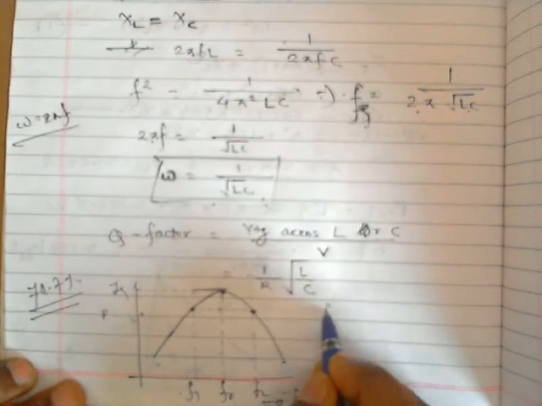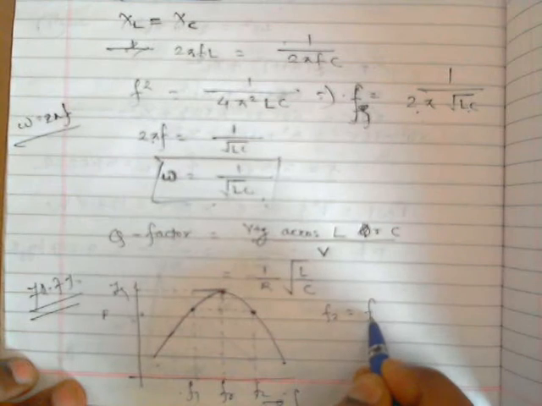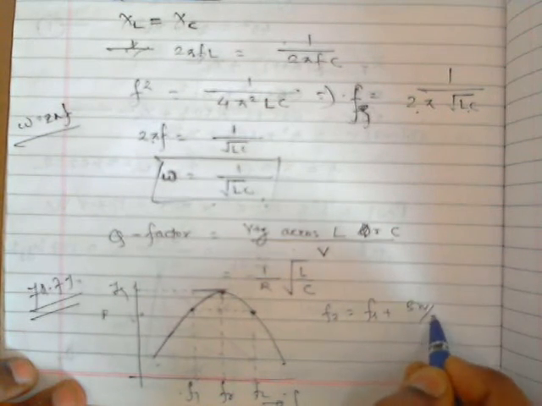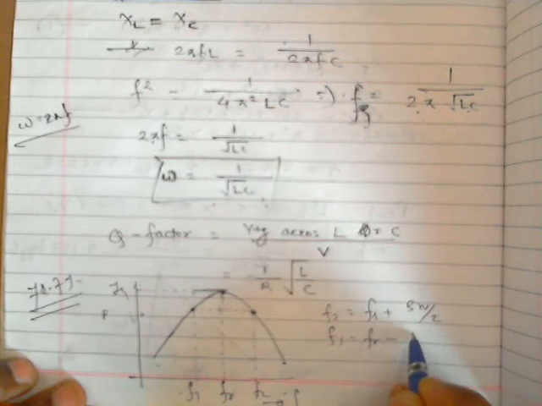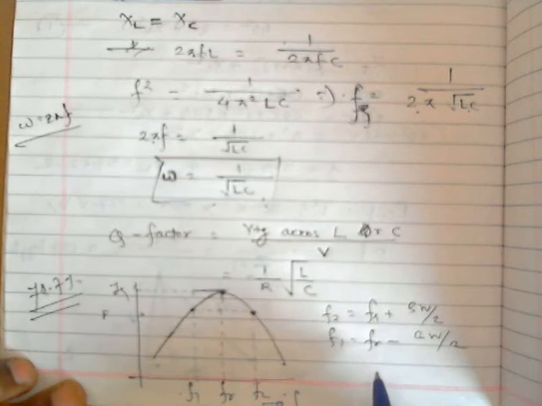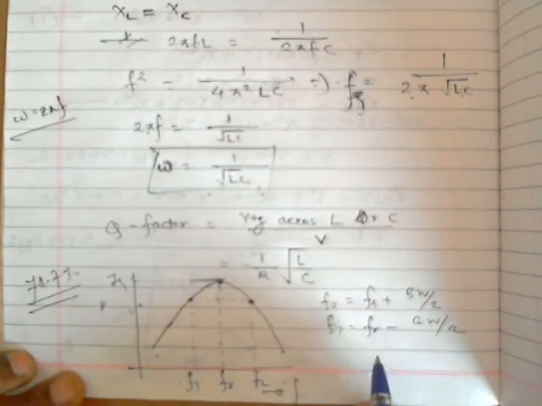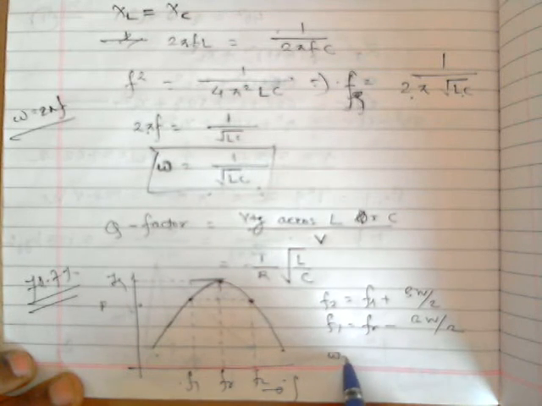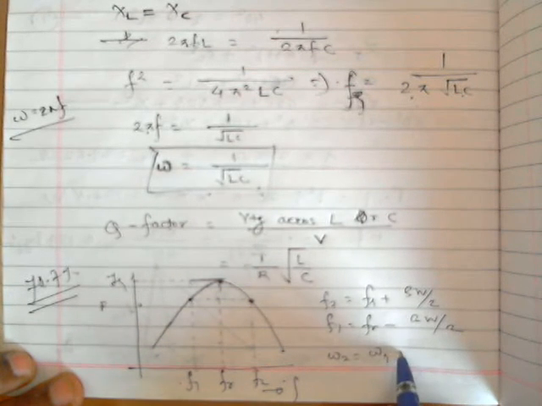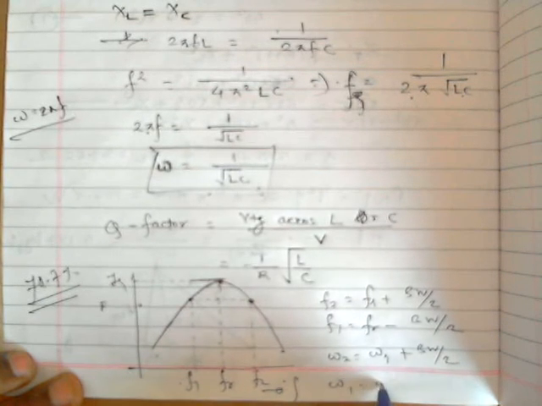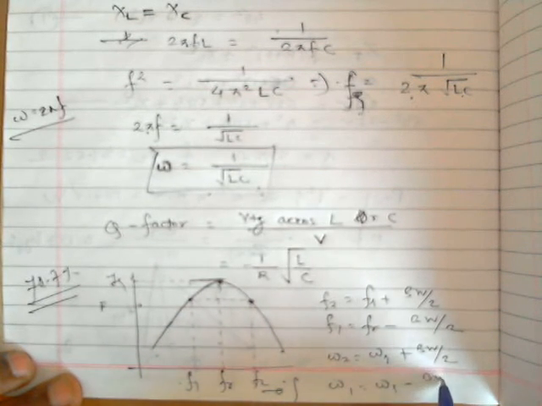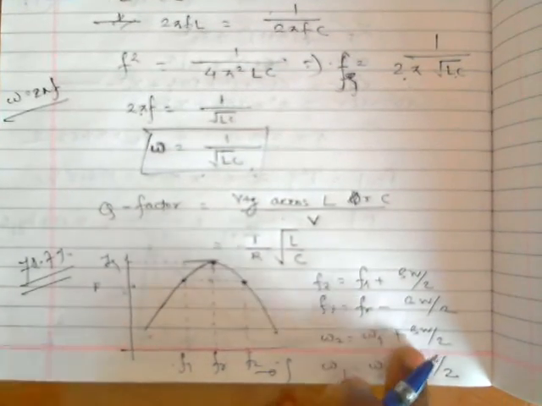So the formula is f2 equal to fr plus bandwidth by 2, and f1 equal to fr minus bandwidth by 2. In the form of omega, you can write omega 2 equal to omega r plus bandwidth by 2, omega 1 equal to omega r minus bandwidth by 2. Are you getting it? So this is also a formula which you need to memorize.